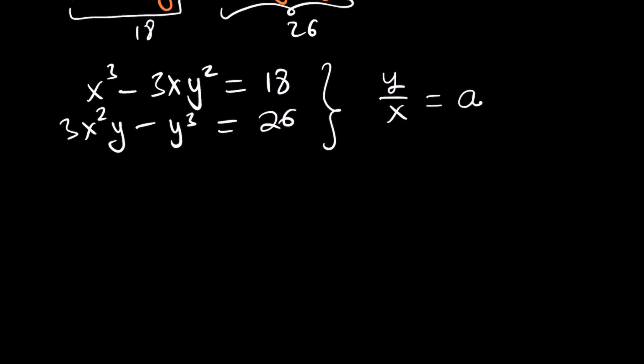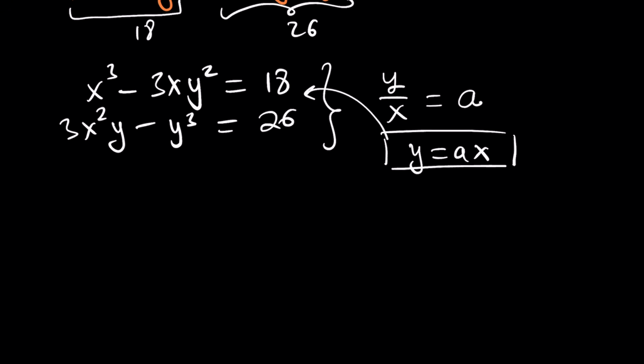In this case, a is a constant, which implies that y can be written as ax. Of course, you don't want x to be 0, because if x is 0, then we don't get a solution. And y being 0 is not going to give you a solution either. So they have to be different from 0. Okay?